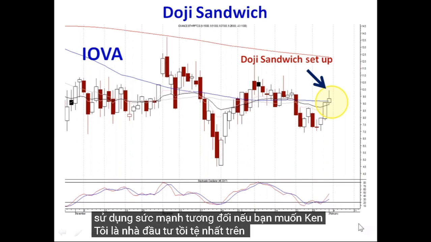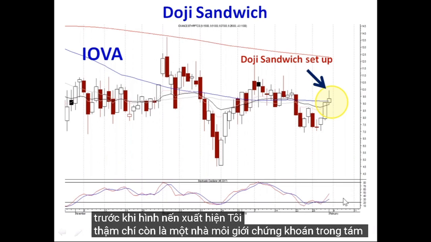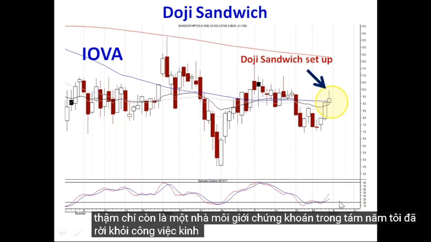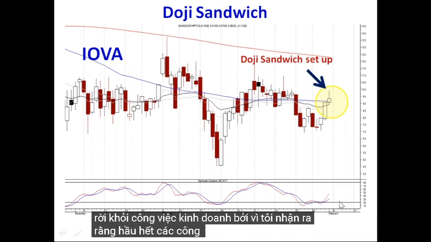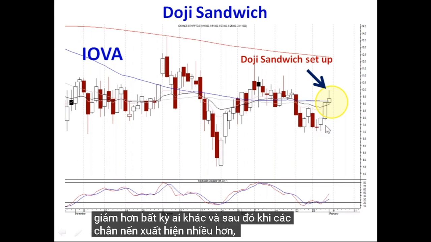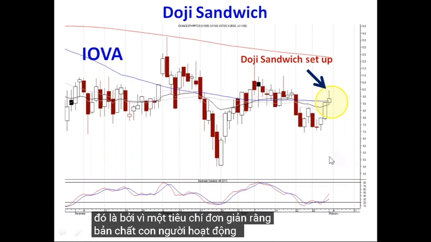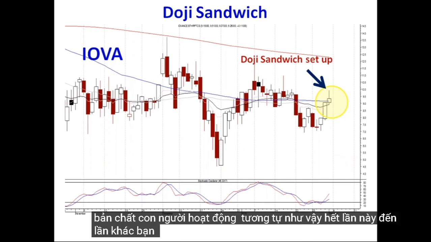I was the worst investor in the world before candlesticks came along. I was even a stockbroker for 8 years. I got out of the business because I realized that most brokerage firms have no more idea about what makes prices go up or down than anybody else. And then when candlesticks came along, the more I looked at it, the more I kept saying, this makes sense. And that's because of one simple criteria, that human nature works the same way time after time.